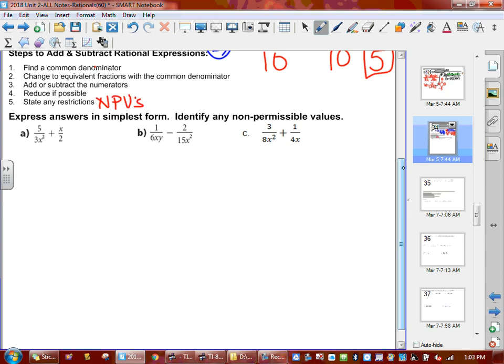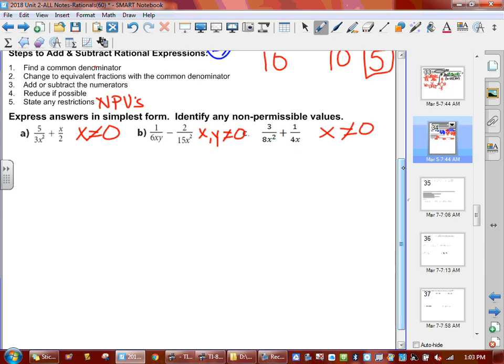Okay? All right. Do I have to factor anything on the monomials? Never. So these ones you can straight up do your non-permissibles right away. So what is x not allowed to be on A? 0. So we'll get that done right away. What about x and y on the right, on B? What are they not allowed to be? 0. So x, y cannot be 0. On the right, x cannot be 0. Typically with monomials, it's always just 0.